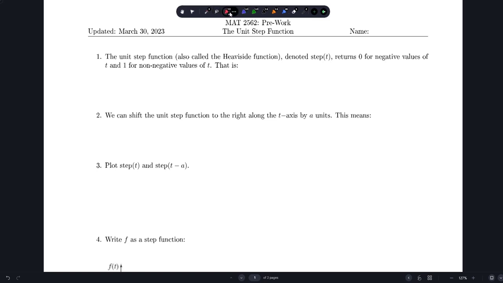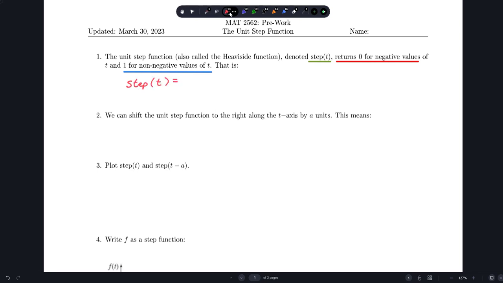So folks, in this pre-work, I'd like to look at the unit step function. This unit step function, sometimes called the Heaviside function, we're going to denote this way with step t. It returns 0 for negative values of t, and it returns 1 for non-negative values of t. Another way of saying that is the step function of t.